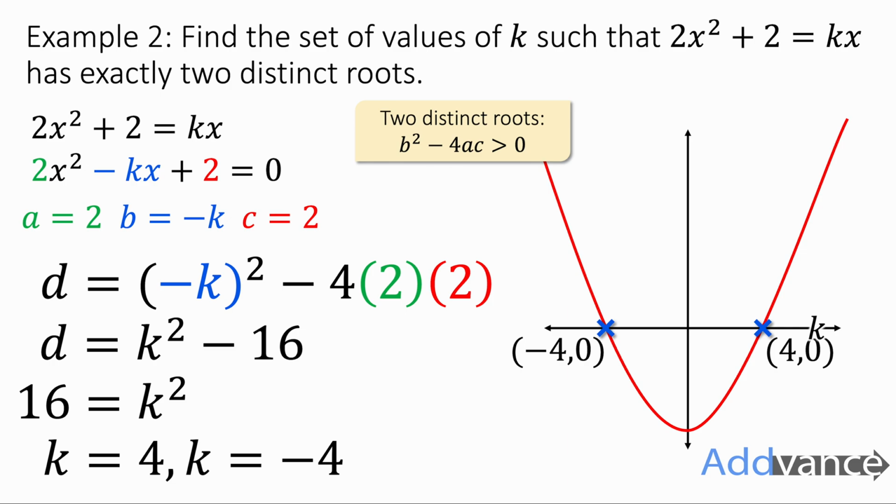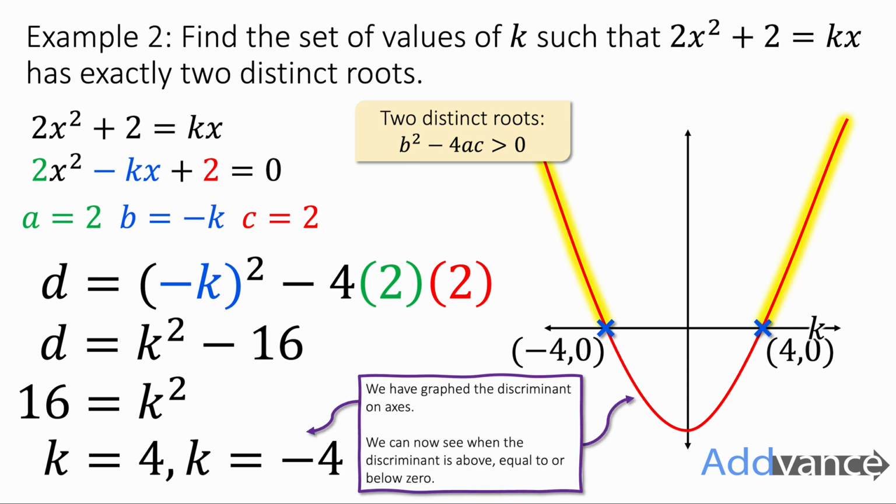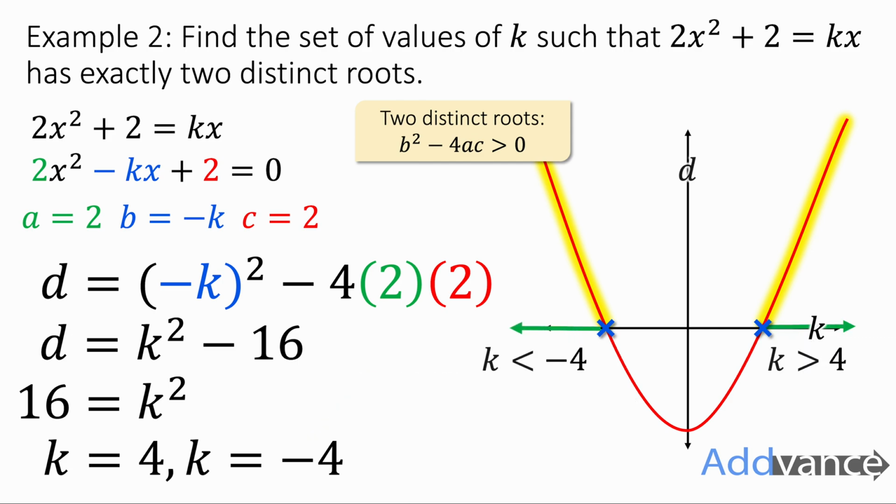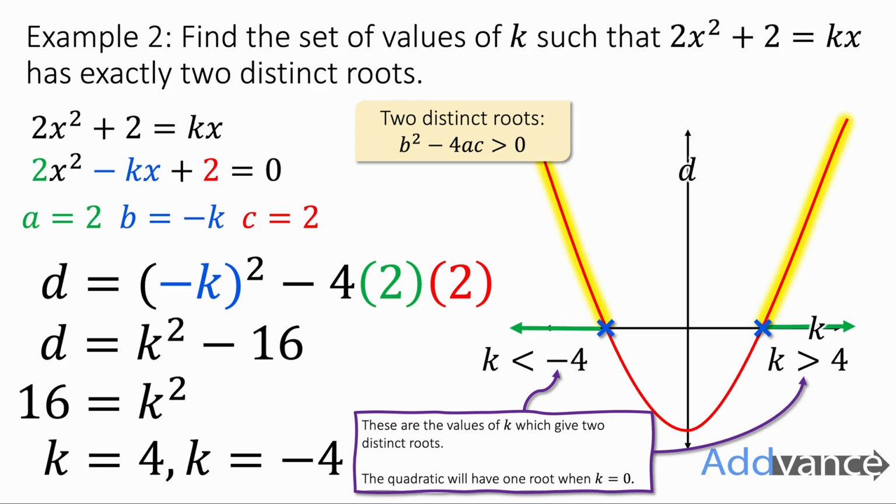Well, we can imagine this discriminant curve here, which I've graphed like this. And it will be above 0 where I've highlighted it in yellow there. It will be above 0 for these values of k, where k is less than minus 4 or k is more than 4. Now notice that's the graph of the discriminant, not the graph of the original quadratic. And so I've graphed the discriminant quadratic, and I've seen whether the discriminant is more than 0 or less than 0. And it is more than 0 for values of k less than minus 4 or more than 4.